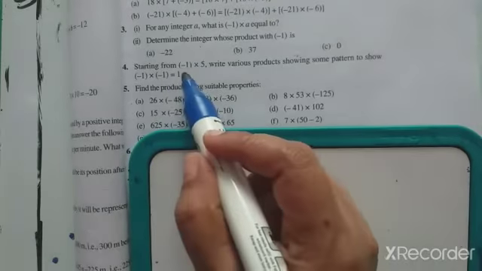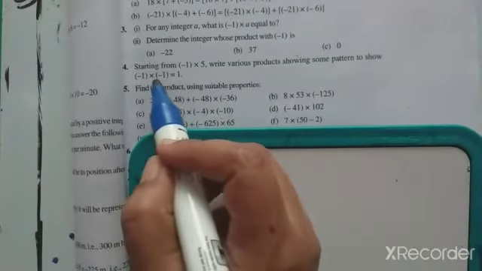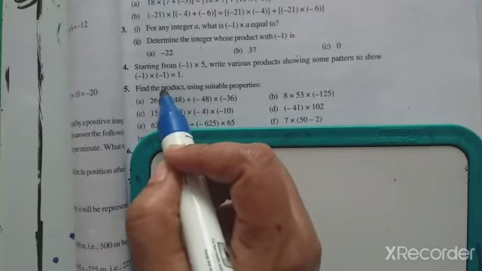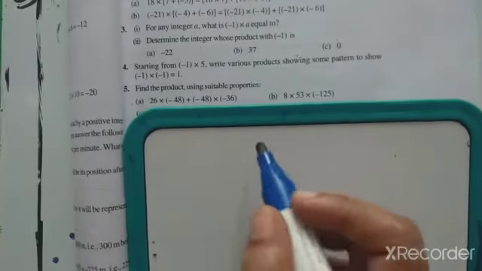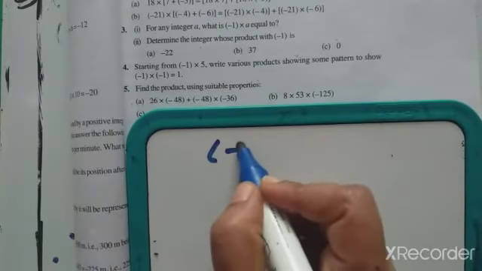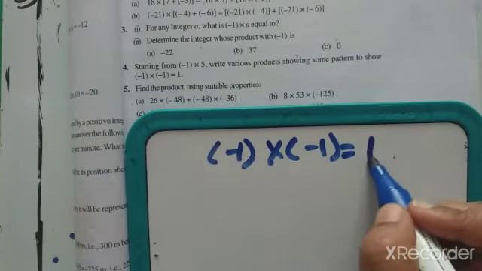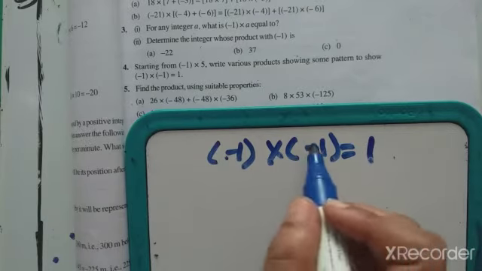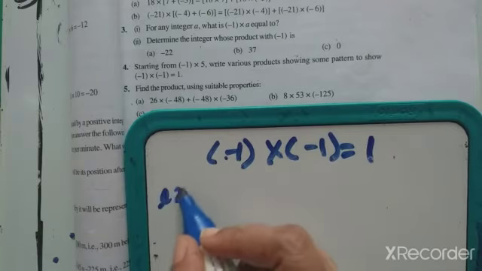Now here fourth one. Starting from minus 1 into 5, write various products showing some pattern to show minus 1 into minus 1 is 1. So here any number multiply with the minus 1, what is the product? We have to check. Any example? So minus 1 into minus 1 is 1. Any number multiply with minus 1 we have to check. Minus into minus is plus.